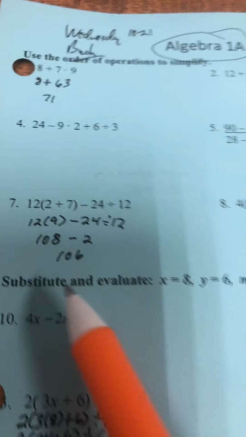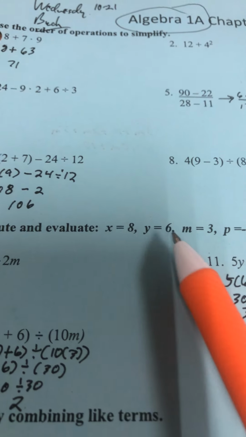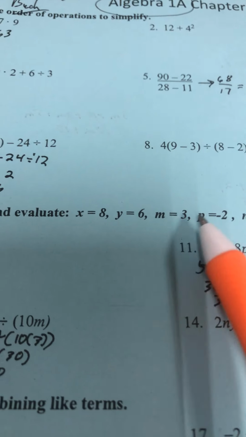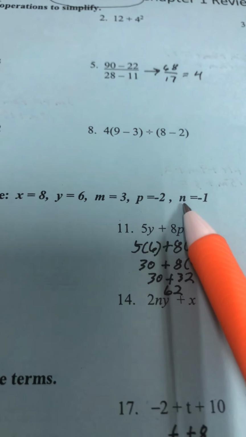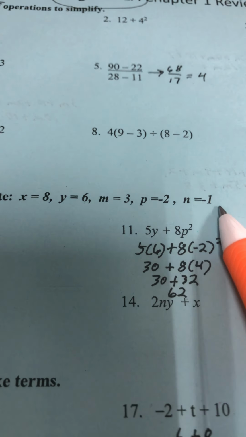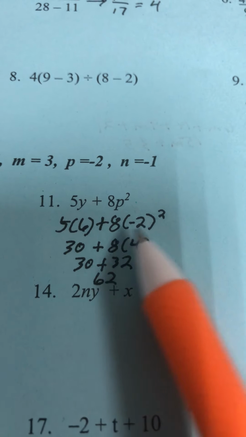We're going to substitute. For my x, I'm going to put in an 8. For y, I'm going to put in a 6. Whenever I come across an m, I'm going to put in 3. Whenever I come across a p, I'm going to put in -2. And whenever I come across an n, I'm going to put in -1. So you're just plugging those new numbers in. My y, I got a 6. My p, I got a -2. And then I start to work it out.